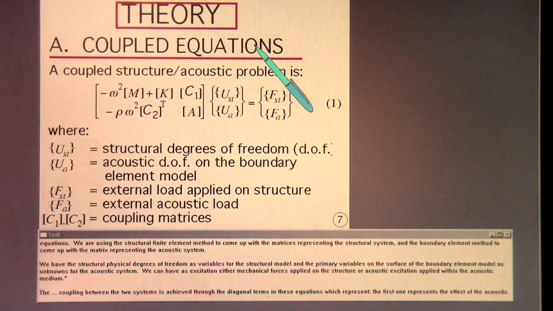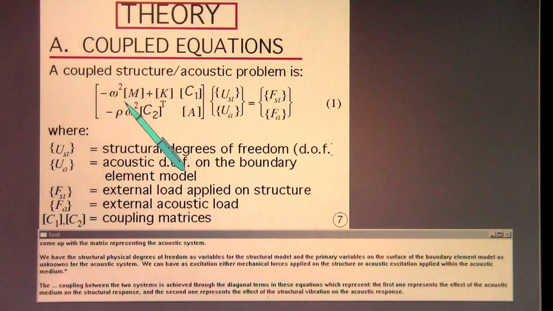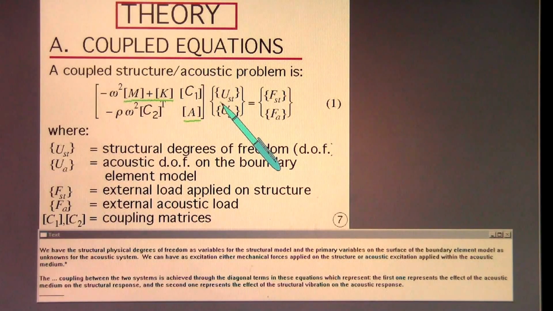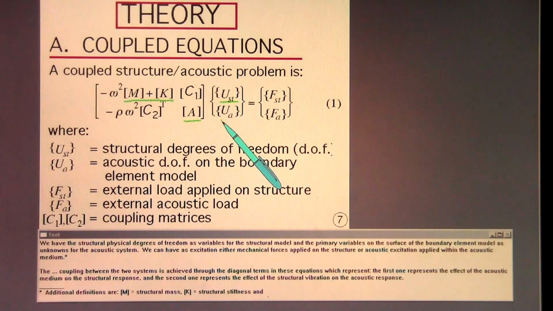We are using the structural finite element method to come up with the matrices representing the structural system, and the boundary element method to come up with the matrix representing the acoustic system. We have the structural physical degrees of freedom as variables for the structural model, and the primary variables on the surface of the boundary element model as unknowns for the acoustic system. We can have as excitation either mechanical forces applied on the structure or acoustic excitation applied within the acoustic medium.